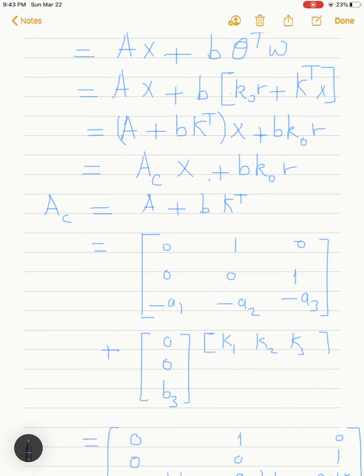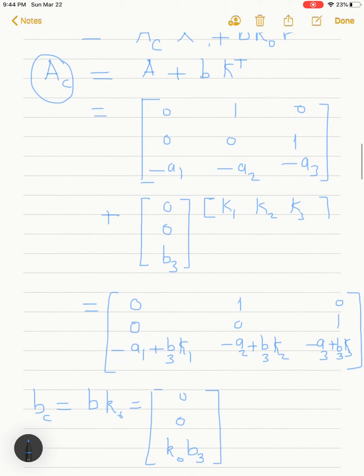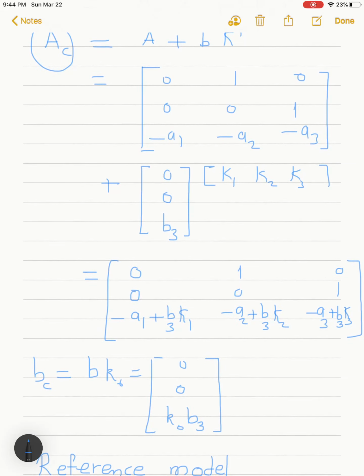Now, to calculate an expression for the closed loop state matrix Ac, we substitute A from the modeling equation of the system, and then we add the vector B times k transpose, and the result, as you can see, would be a system still in the controllable form. I have here still the identity matrix of dimension n minus 1, which is 2 in our case, and a vector of zeros. And down here I will have the coefficients of the characteristic equation as affected by the state feedback.